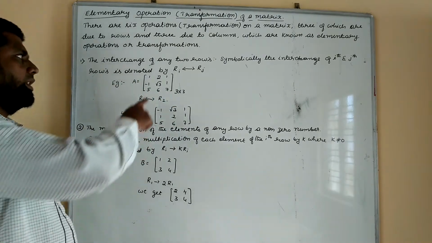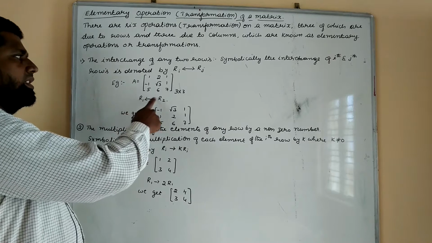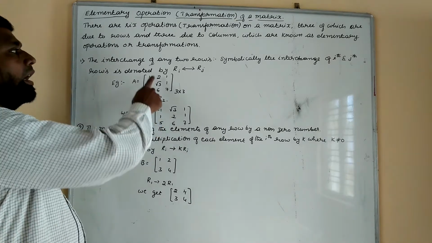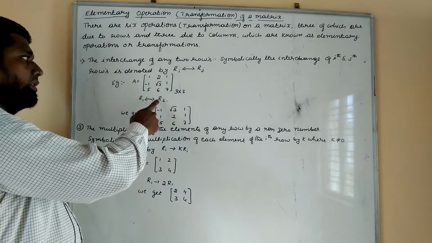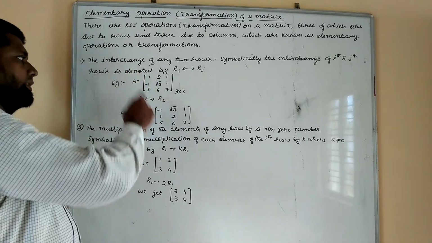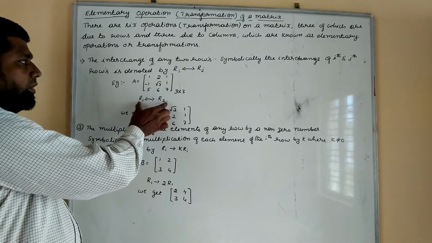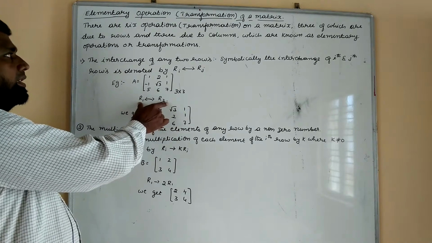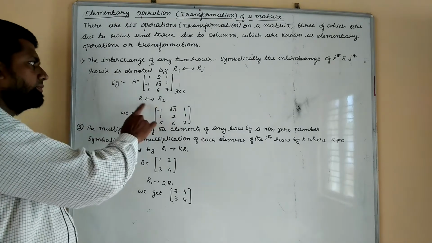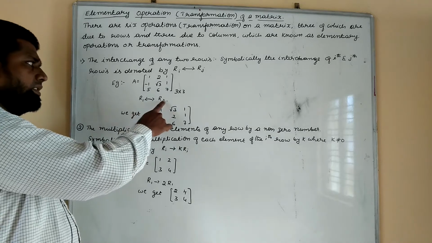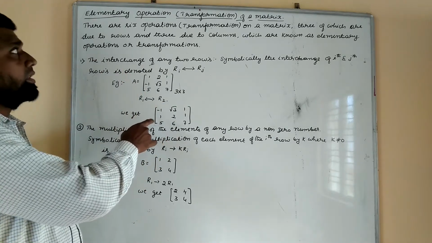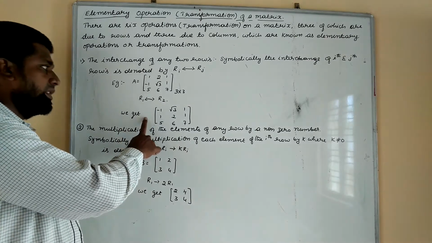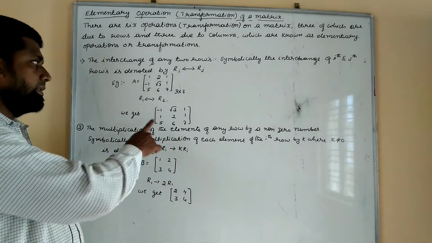So I am going to change. R1 changes to R2 means R1 is going in the place of R2, and R2 is going in the place of R1. So I have written it here. This is the symbolic representation of interchanging any 2 rows, that is R1 changes to R2. This is a very important question on elementary transformation, a compulsory question for 3 marks in every exam.